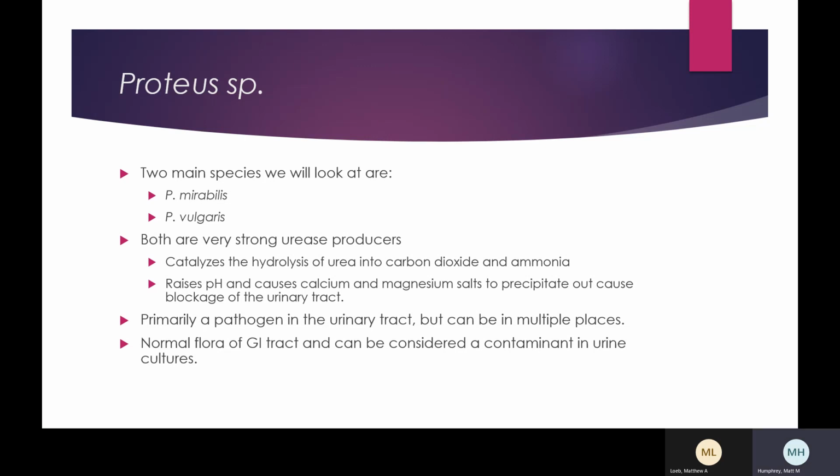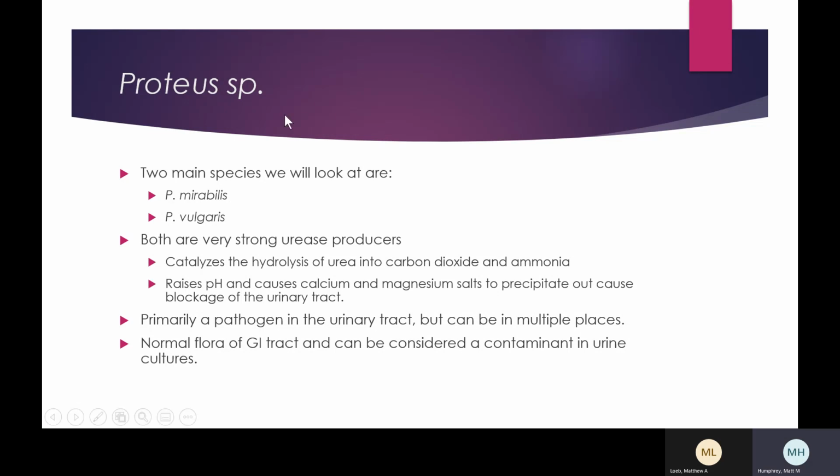But there's two species that we really care about. There's Proteus mirabilis and Proteus vulgaris. I will tell you, mirabilis is more like an E. coli in the sense that it's considered normal. Vulgaris is kind of more of an asshole. So it's more antibiotic resistant. It's also more virulent. Both of these bugs have a very, very strong urease enzyme.